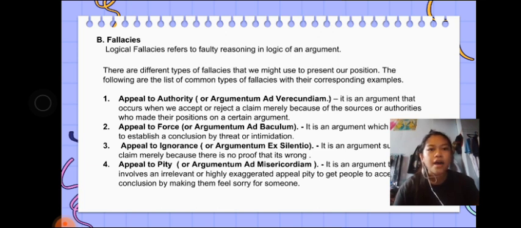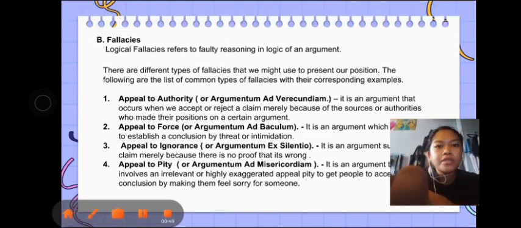First is appeal to authority or argumentum ad verecundiam. It is an argument that occurs when we accept or reject a claim merely because of the source of authorities who made their position on a certain argument.